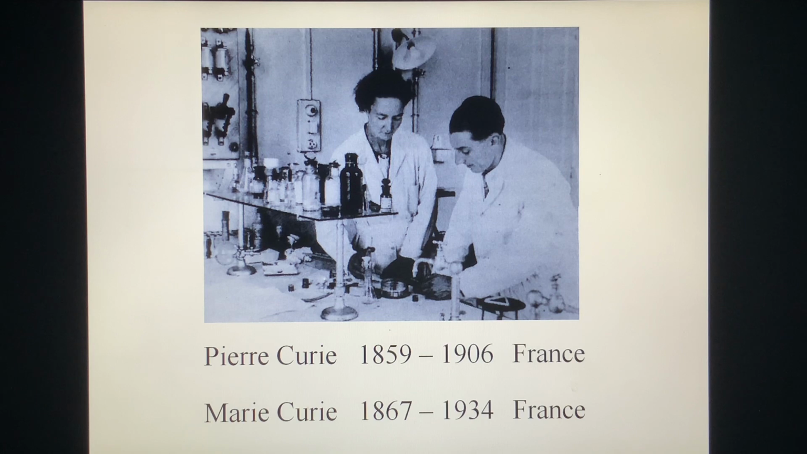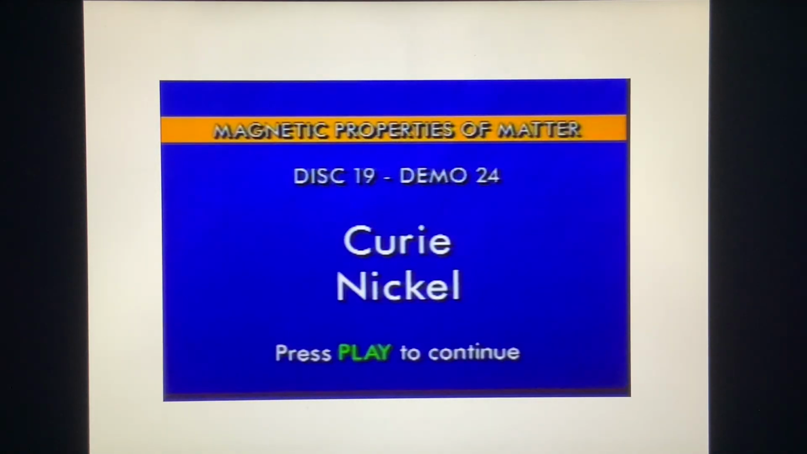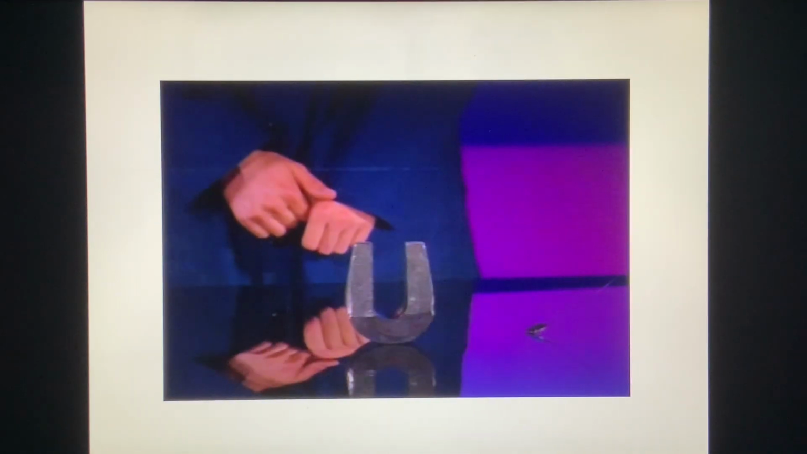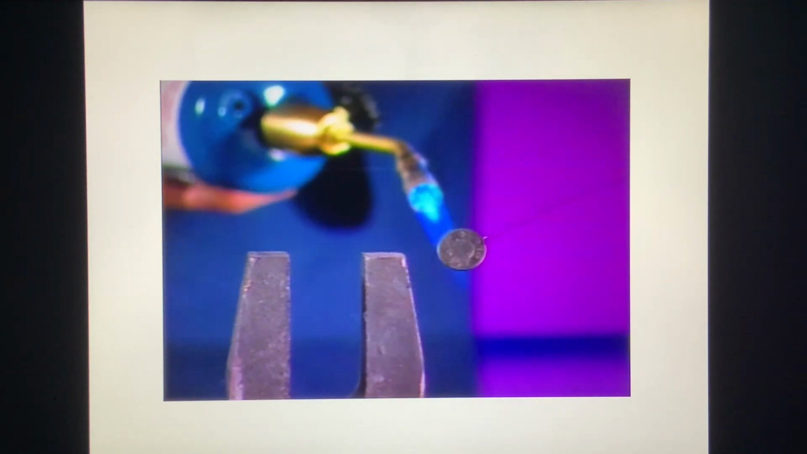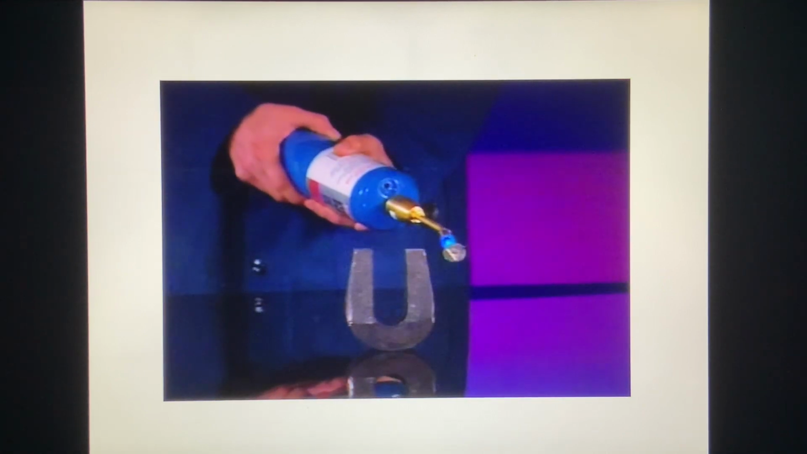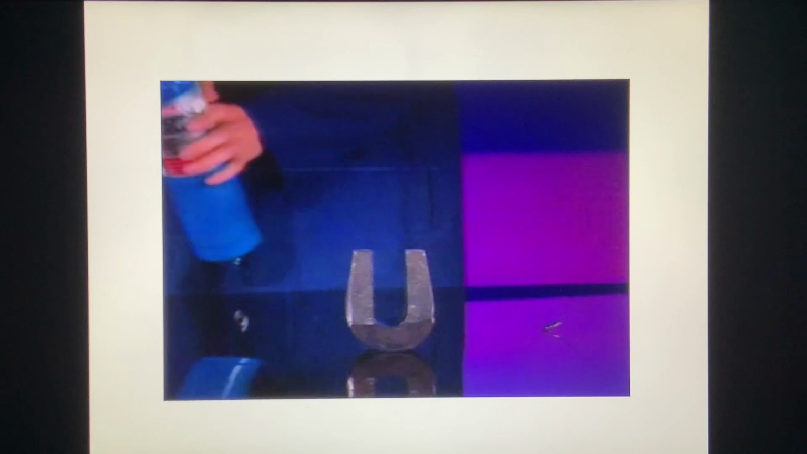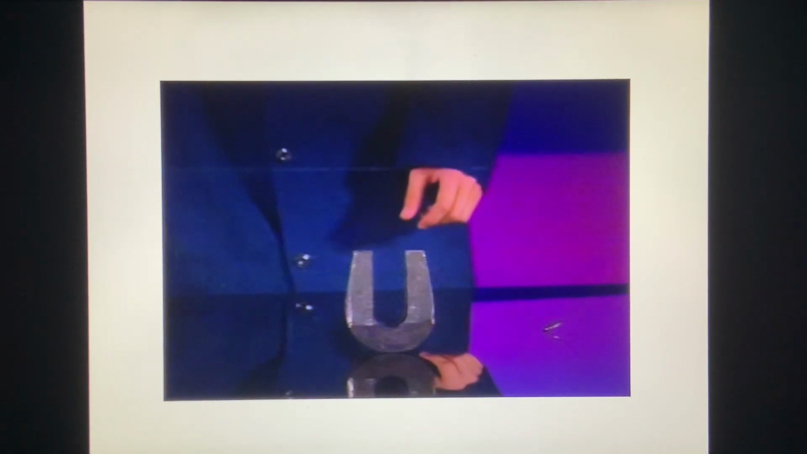This is Mr. and Mrs. Curie, who worked in France together. We'll use this Canadian nickel to demonstrate the effect of heating on magnetic materials. When the nickel is at room temperature, it is strongly attracted to a magnet. If we heat the nickel above its critical temperature, known as the Curie temperature, it loses its magnetic properties. When the nickel cools, it again becomes magnetic.